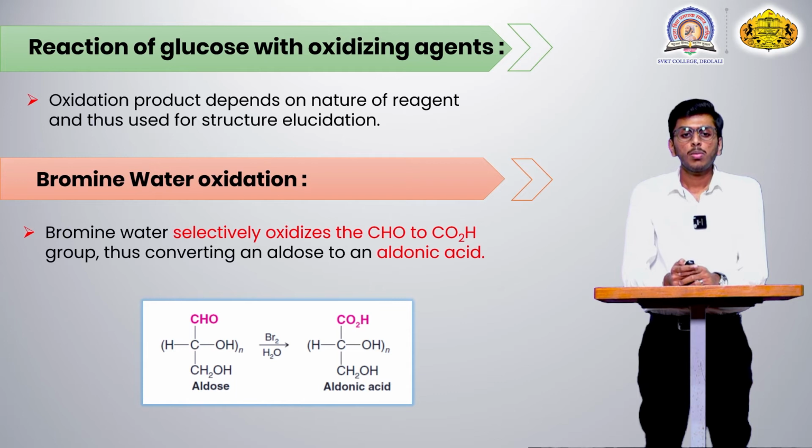First is bromine water oxidation. Bromine is a mild oxidizing agent. Bromine water selectively oxidizes only the aldehyde group to a carboxylic acid group, thus converting the aldose into an aldonic acid. We can see the image of the aldose to aldonic acid reaction given below.